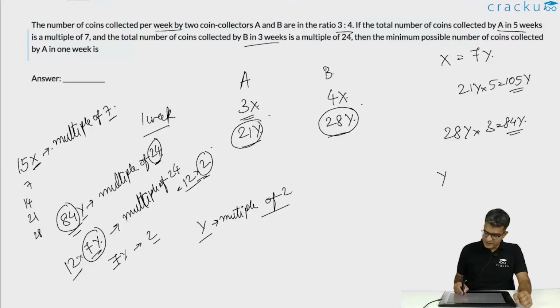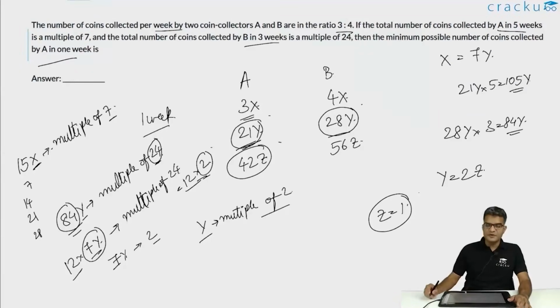So let y be equal to 2z. If y is equal to 2z, in 1 week, the number of coins collected by A, which is 21y, will be 42z. And the number of coins collected by B in 1 week will be 28y, which is 56z. So what is the minimum number of coins collected by A in 1 week? That will happen when z is equal to 1. And the minimum number of coins collected by A in 1 week will be 42.